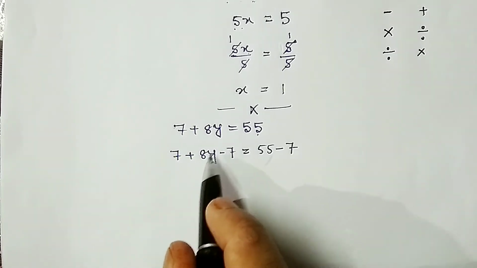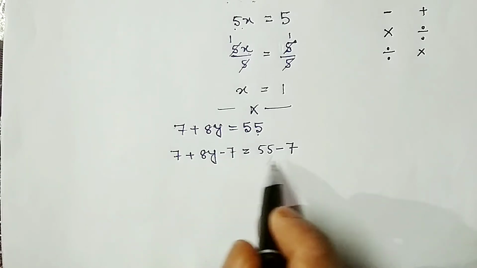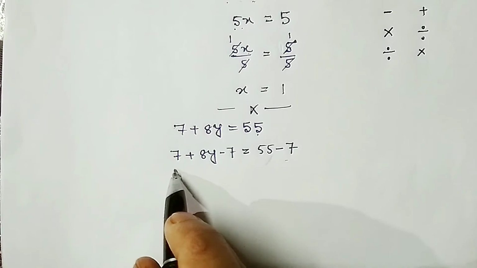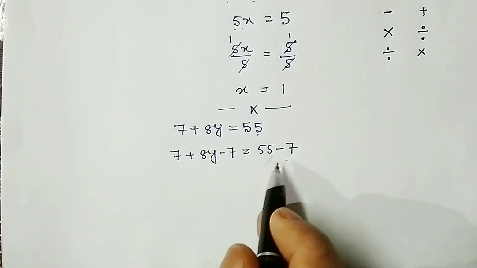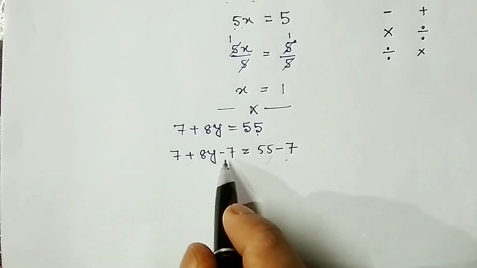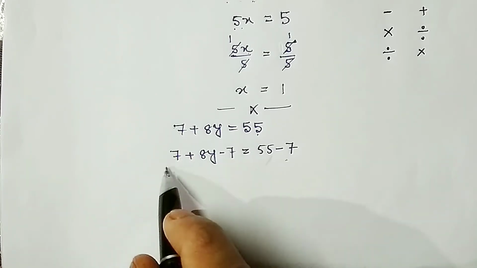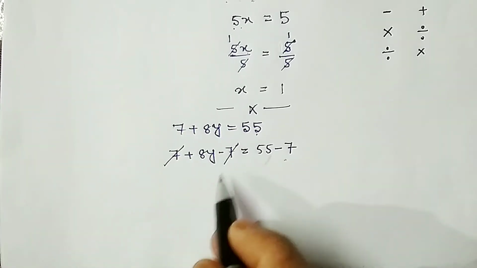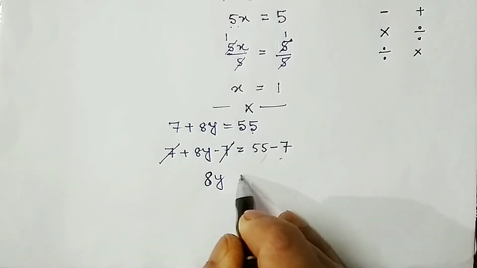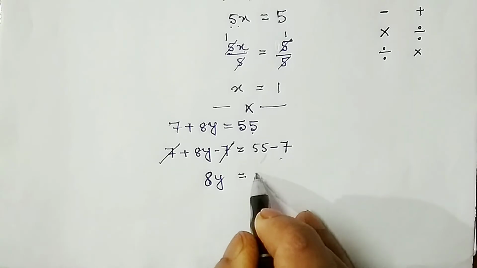Whatever operation we do in the left hand side, same operation we have to do in the right hand side. To kill this plus 7, we introduce minus 7. So here also I have to write minus 7. Now this plus 7 and minus 7, they will start fighting and they will kill each other. Now you are left with 8y, and here 55 minus 7 is 48.